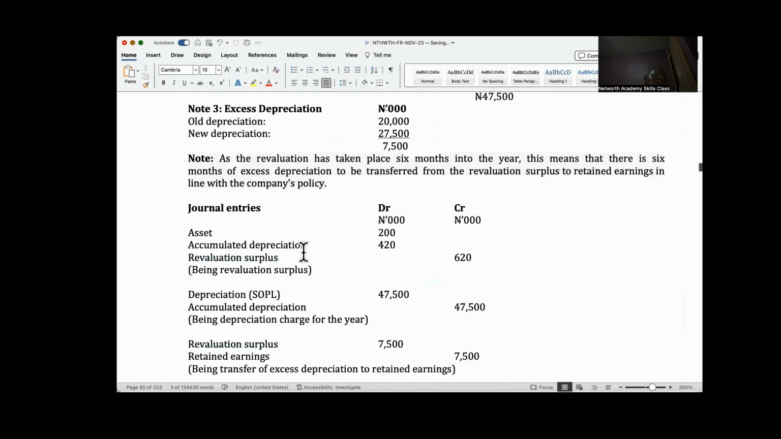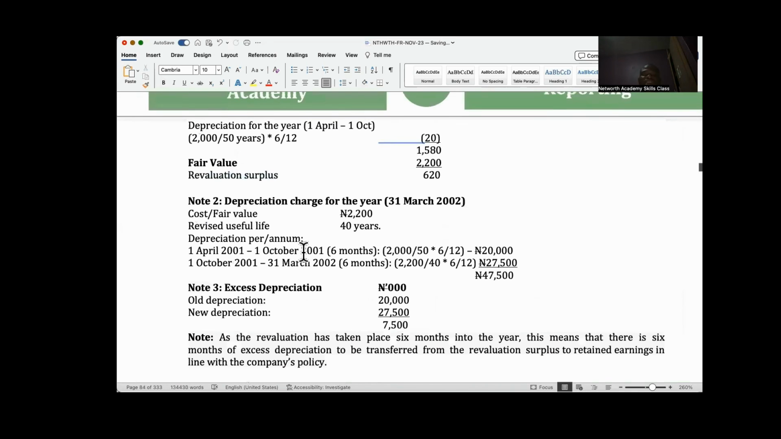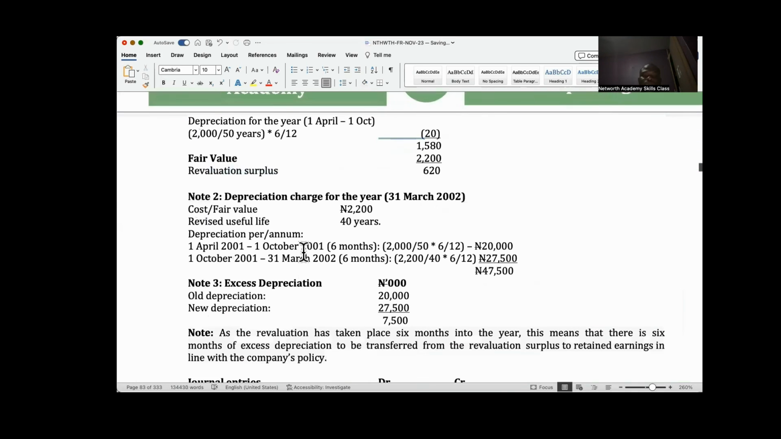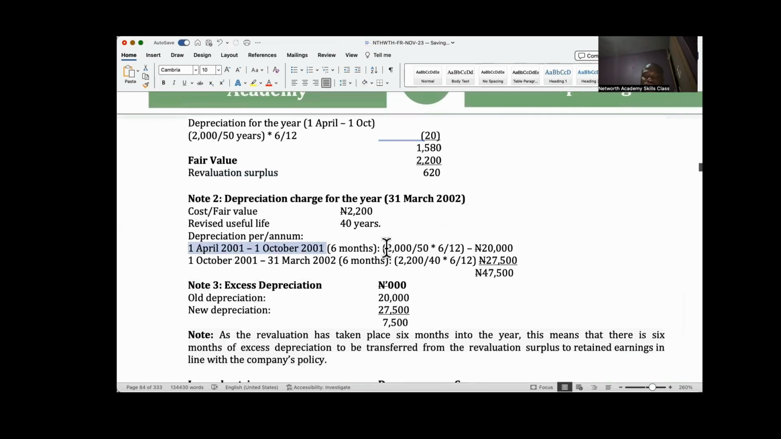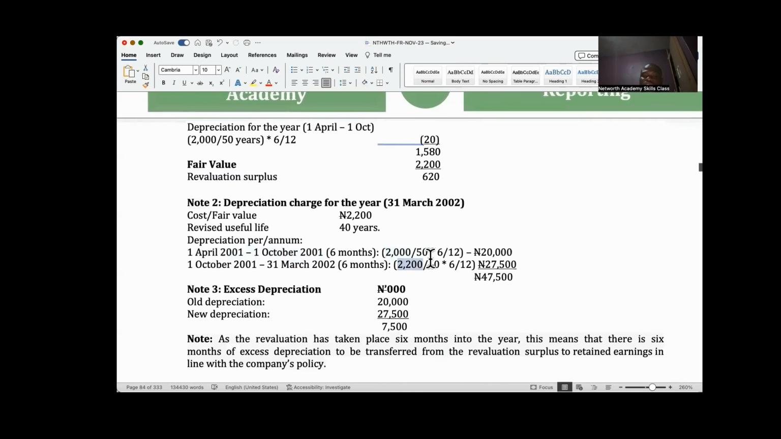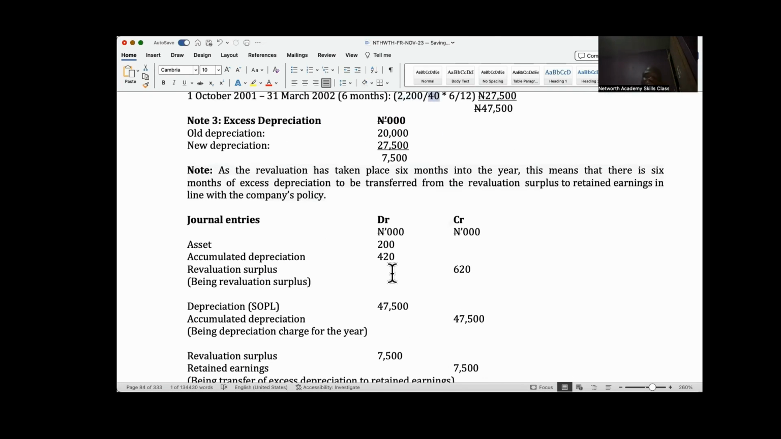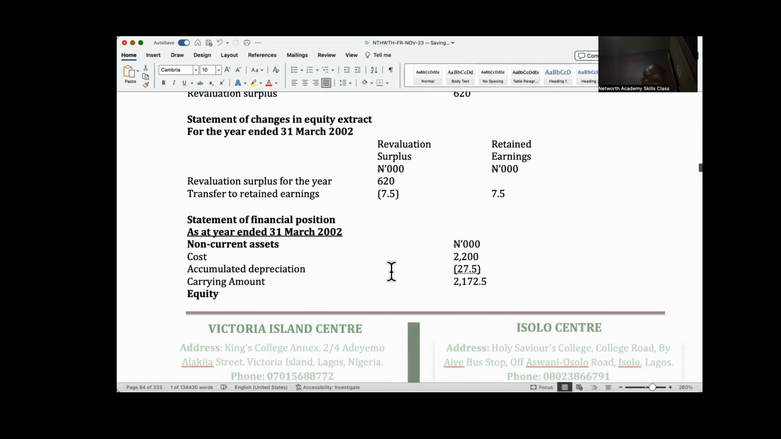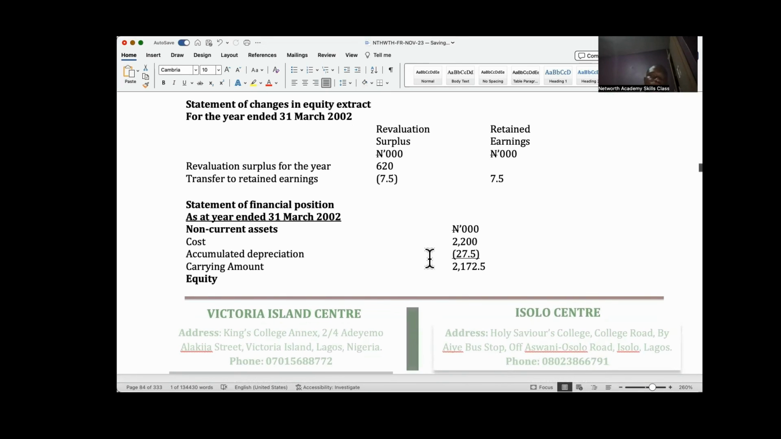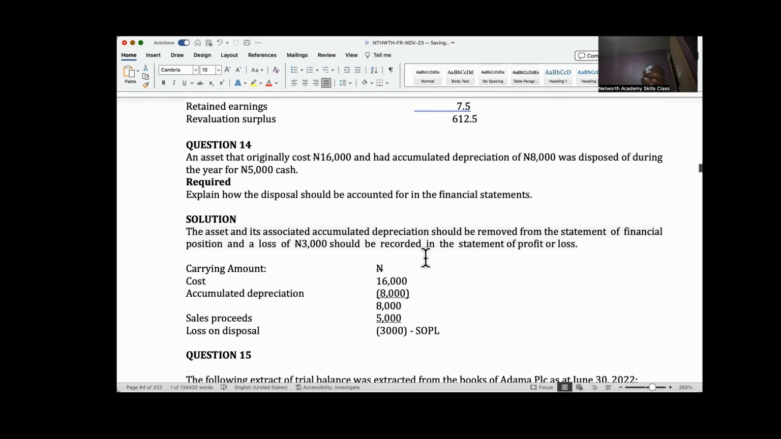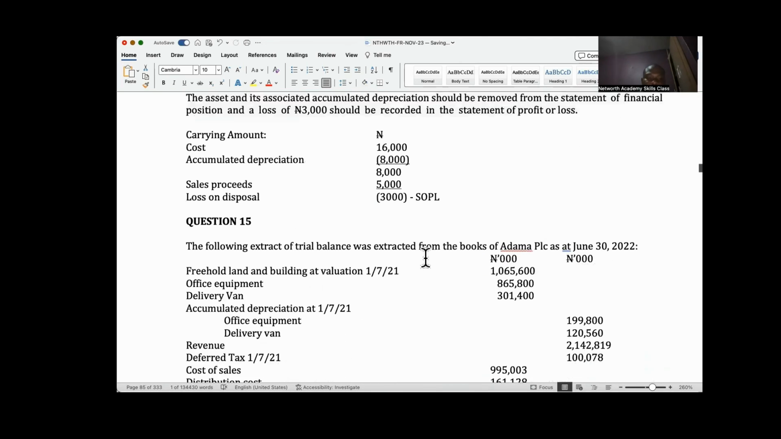So the only difference in this and what we have been doing is the fact that the revaluation occurred during the year, and we had to separate the depreciation for the year, the one before revaluation using the cost, the one after revaluation using the new value and the remaining useful life. And that's just the only difference here. Any question before we solve our last question for today? So let's solve the last question for today.